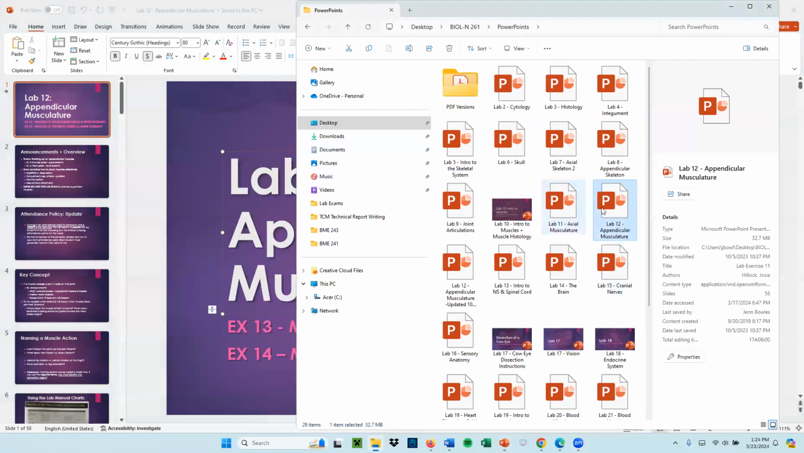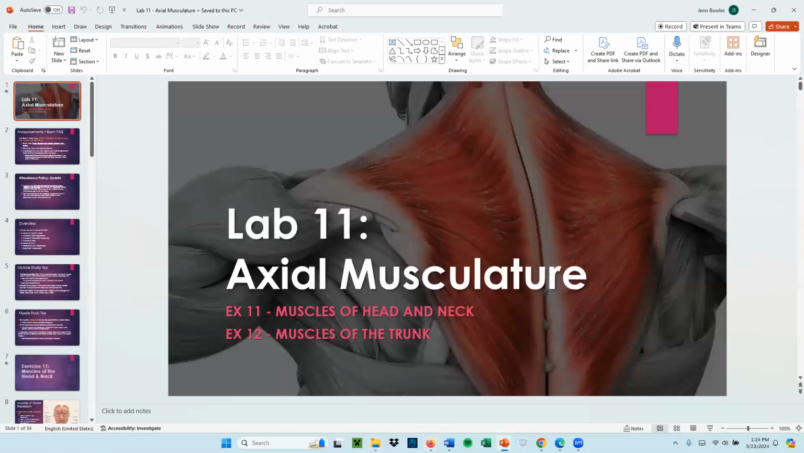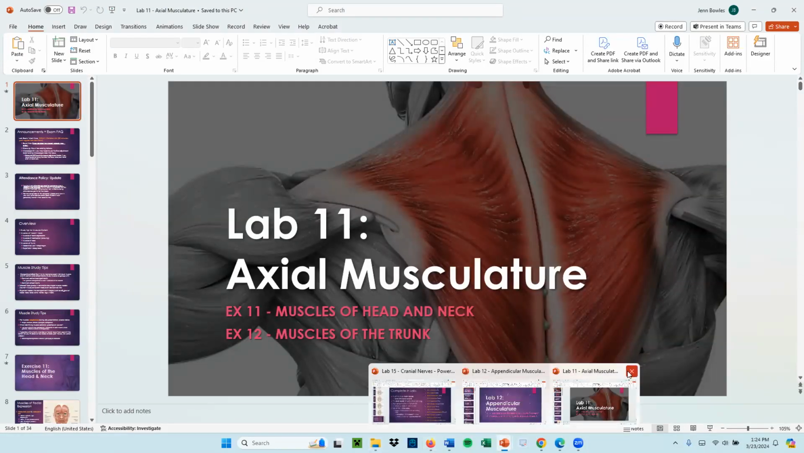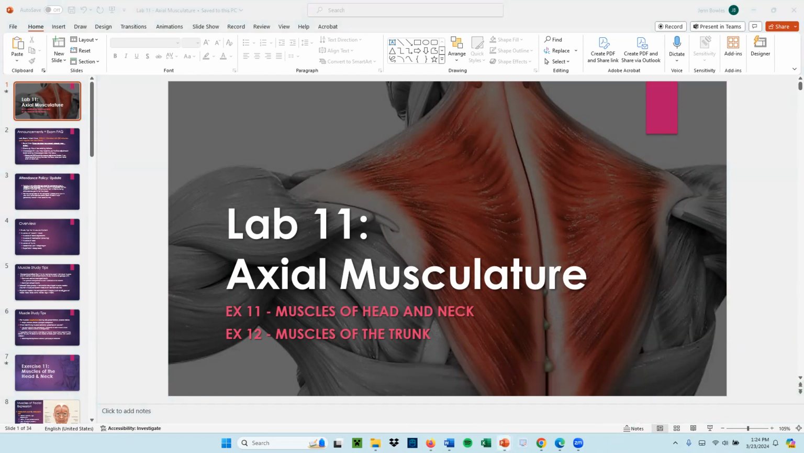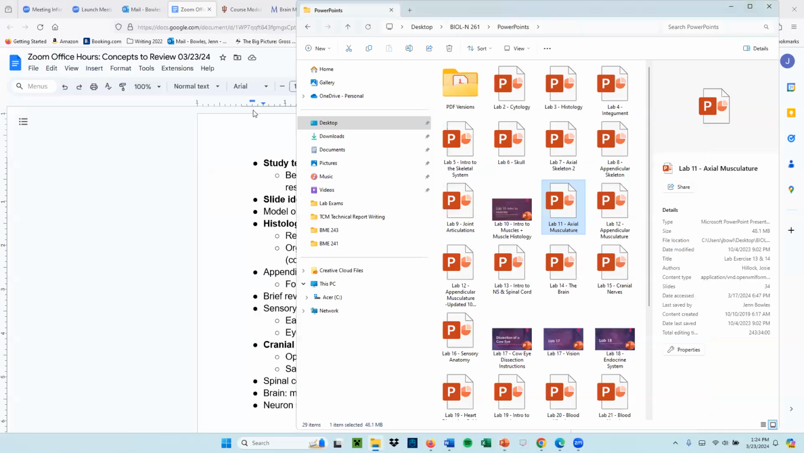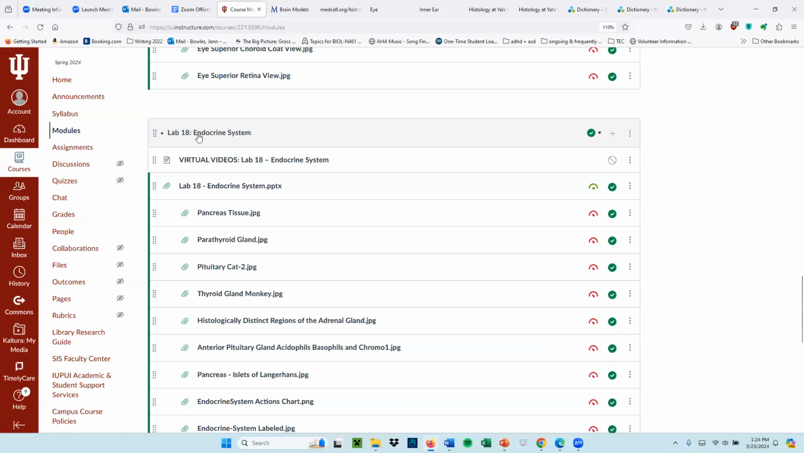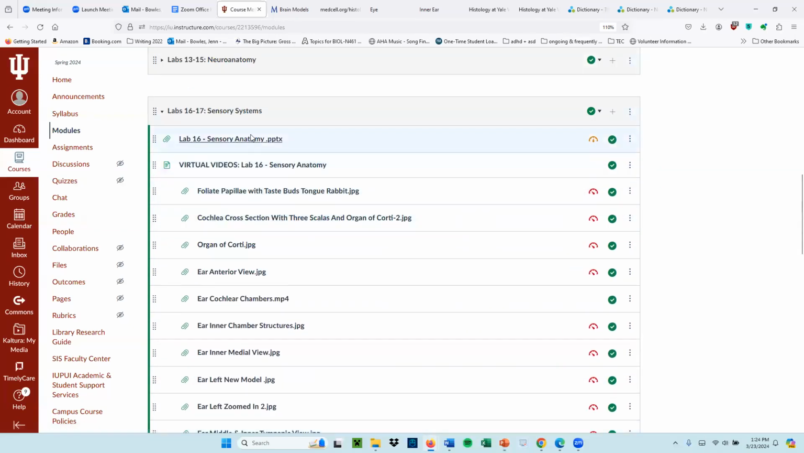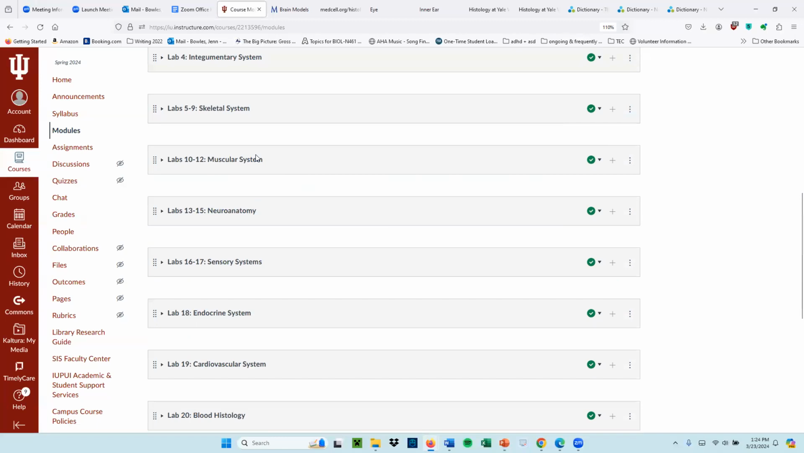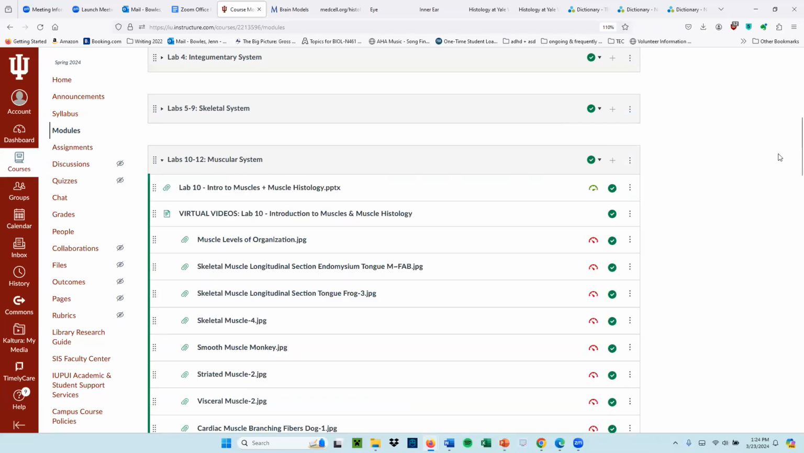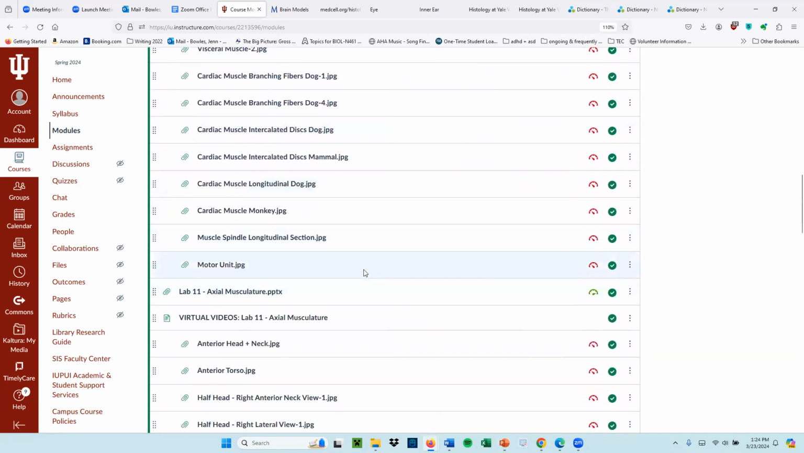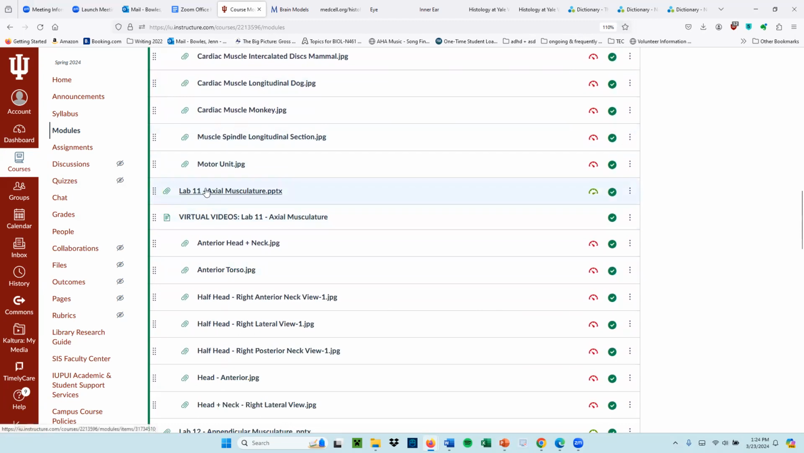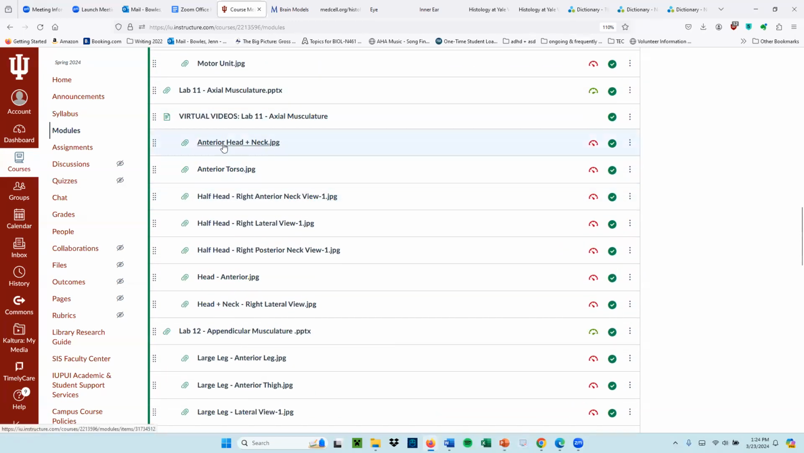Appendicular and axial. So I'll be flipping back and forth between these PowerPoints and Canvas. I'm not sure if everyone has discovered this on Canvas yet, but we have images of all of our muscle models. If you're trying to practice and figure out how much information you can recall, I would highly recommend going to Canvas, scrolling down to labs 11 and 12, and flipping through some of these models. We have everything for head and neck.